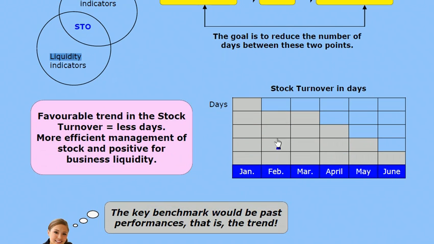Look at this chart on the right. It shows a favourable trend in the stock turnover, decreasing days, less days. The stock is turning over more rapidly, and this would indicate a more efficient management of stock, and it would also be consistent with a more positive business liquidity situation. The stock is turning into sales more rapidly. If it's cash sales, that is instant cash as soon as the stock is sold, and of course sometimes via debtors.